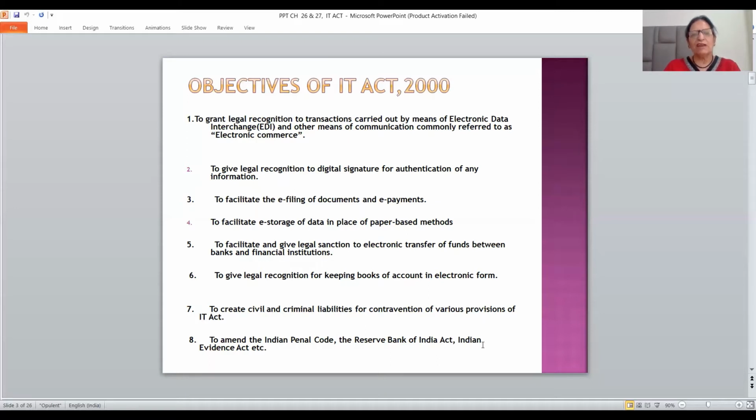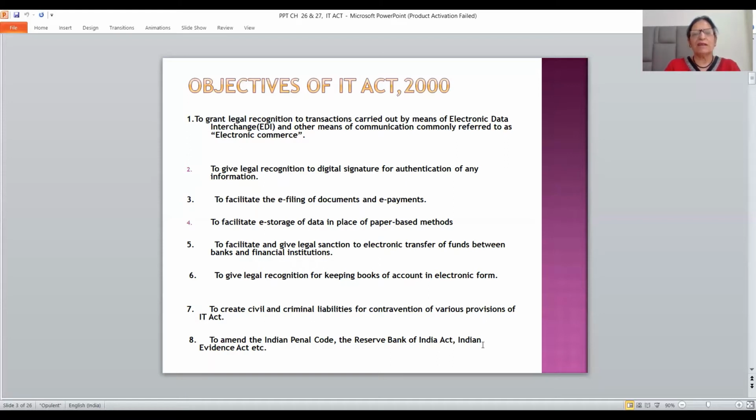Even documents are filed online. Okay, and payment is also made online. Many times we find the payment is being made online. UPI, there are various modes of payment, digital payment. Okay, Paytm, then through PhonePe or UPI, through mobile banking. There are so many modes of digital payment.